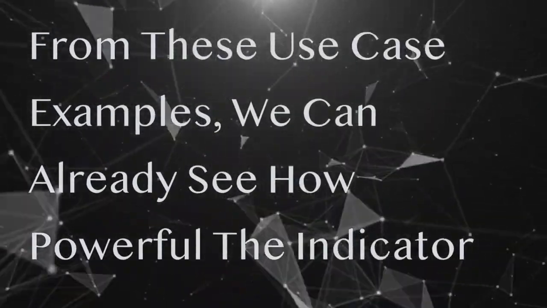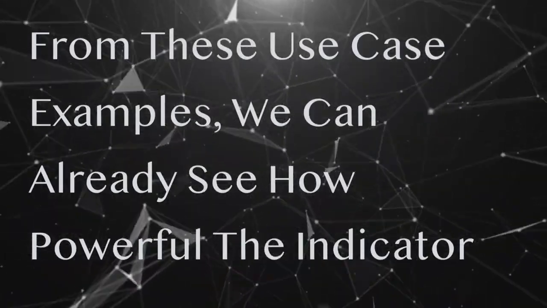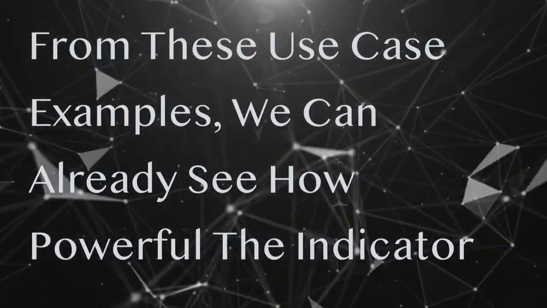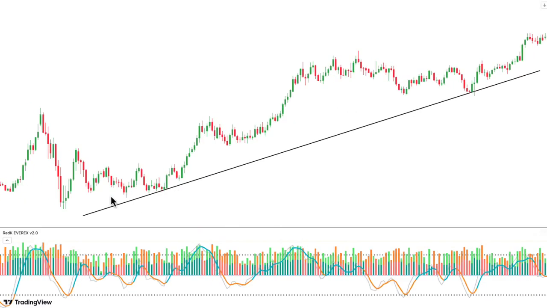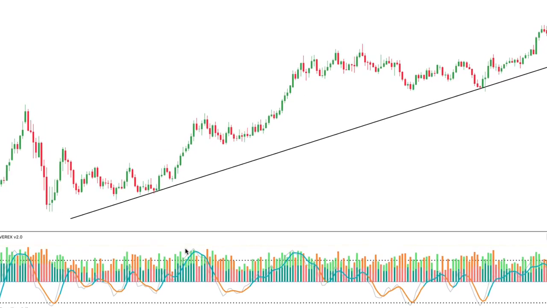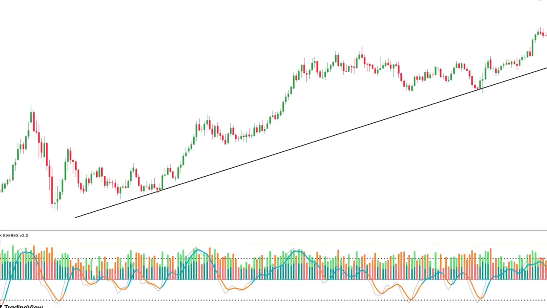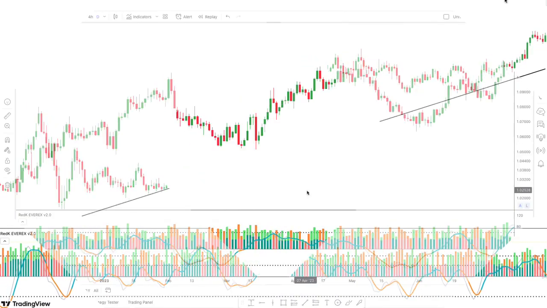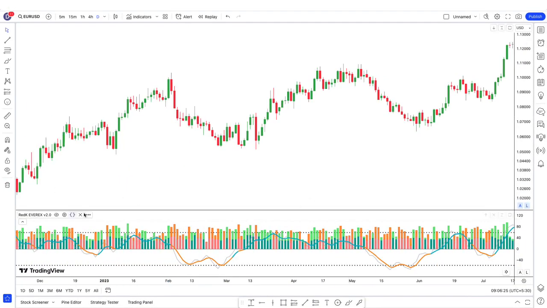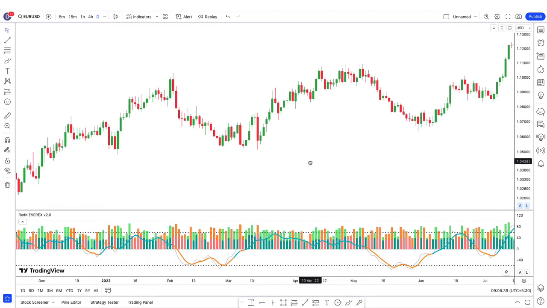From these use case examples, we can already see how powerful the indicator is. Even though this is the case, the indicator can provide under-trend signals. This is because it doesn't track longer-term trends. Along with this, it is important to not enter into positions with this indicator when there is a low amount of volatility in the market. Because of this, let's add 2 more indicators to the chart in order to make a full strategy.